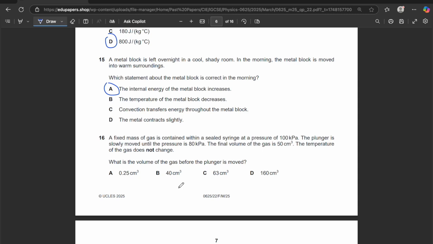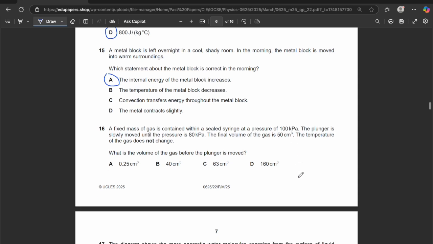A fixed mass of gas is contained within a sealed syringe at a pressure of 100,000 pascals. The plunger is slowly moved until the pressure is 80,000 pascals, and the final volume of gas is 50 centimeter cube, and the temperature of the gas does not change. What is the volume of the gas before the plunger is moved?